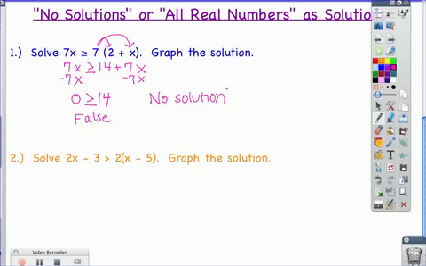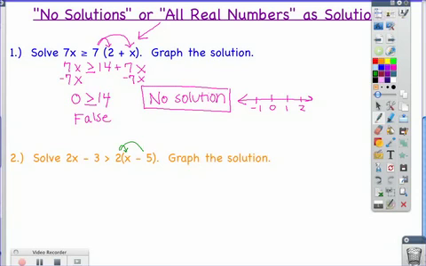So the answer is all real numbers, which means that no matter what number I choose for x, when I plug that back into our original inequality, it will be a true statement. When graphing this, I have a number line, and everything will be shaded. You try these 2 questions on your own, so pause the screen and resume when you're ready to check.